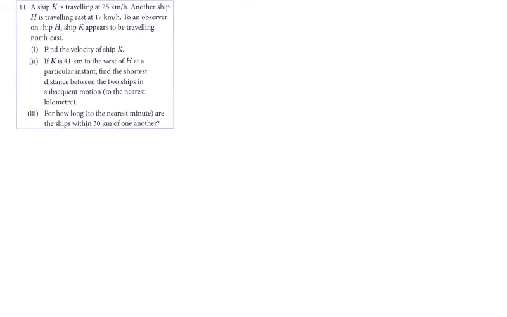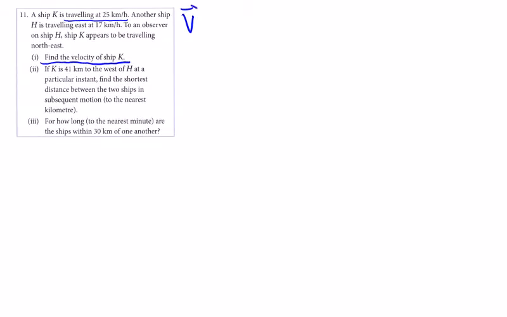So this is the last question in 4E, question 11. A ship K traveling at 25 kilometers an hour. So we have the speed of K, the magnitude of its velocity. We're asked to find the velocity of K. So the velocity of K, we call it xi plus y in the j direction.